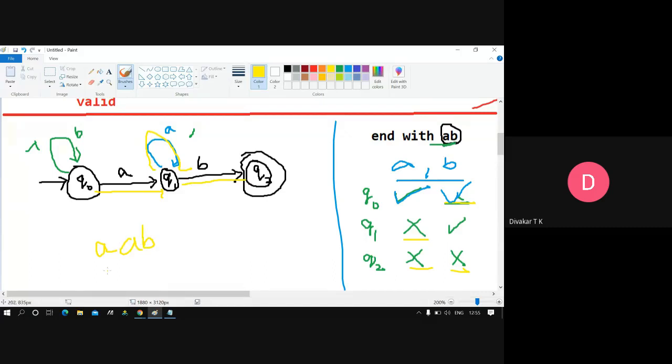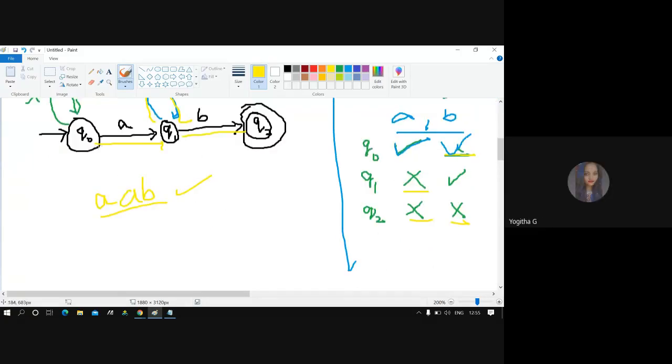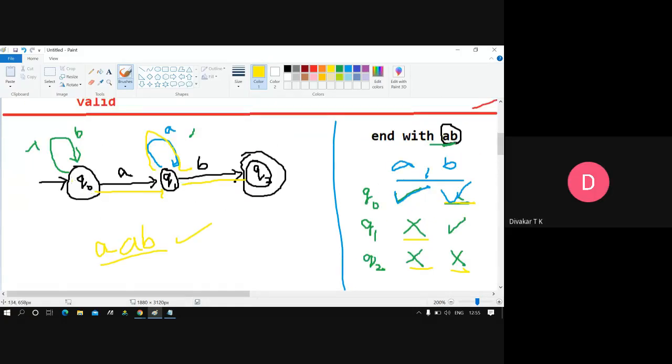Is my string ending with AB, guys? Yes, sir. Now the second time I'll read this one. I'll consider the first self loop also. Q0 to Q0 it is B. Now I'm in Q0. Q0 to Q1 I will come, that is A. Now Q1 to Q1 that is A. I want one more A, so again I will travel.